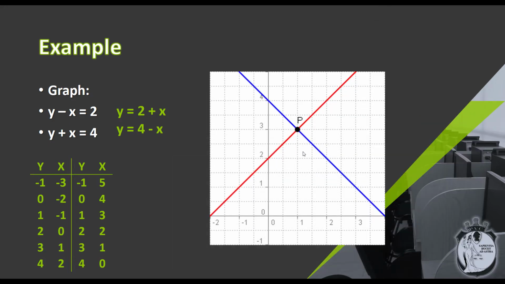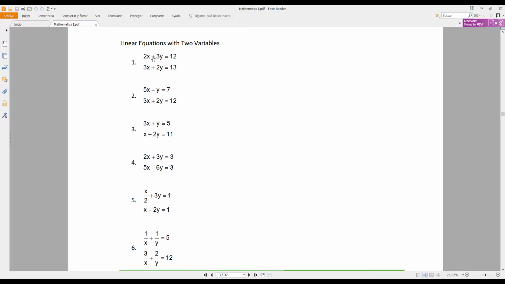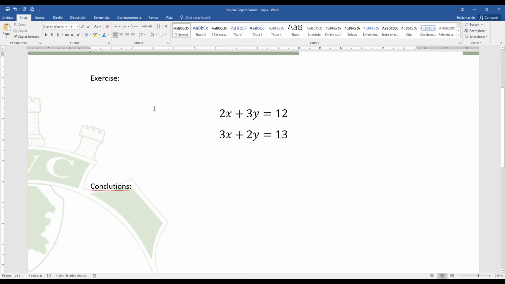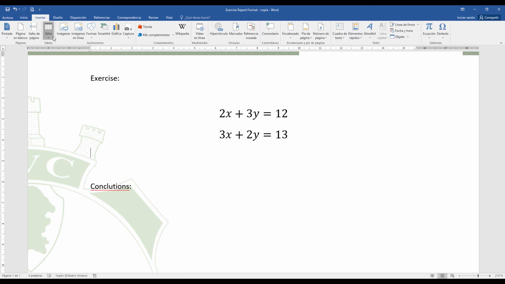Now what you will do is solve the linear equations with two variables. Solve only 1, 2 to 5. You need to do all that we did to solve the last equations. I will use a table here.